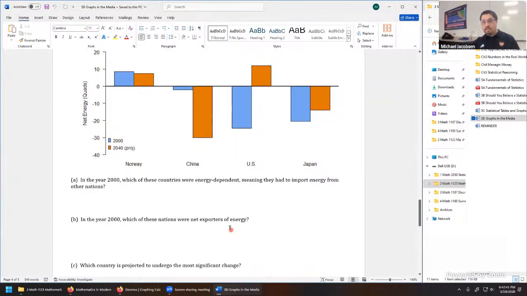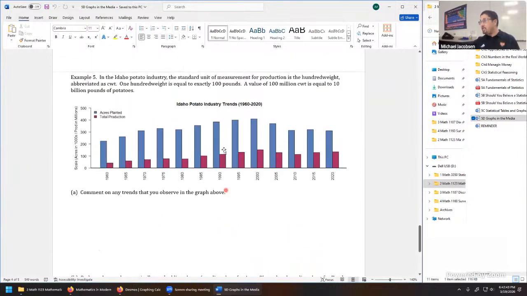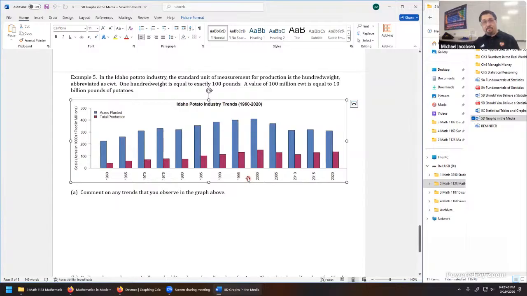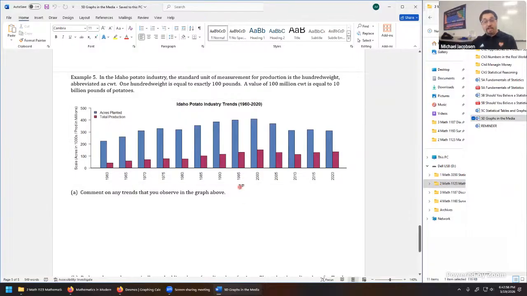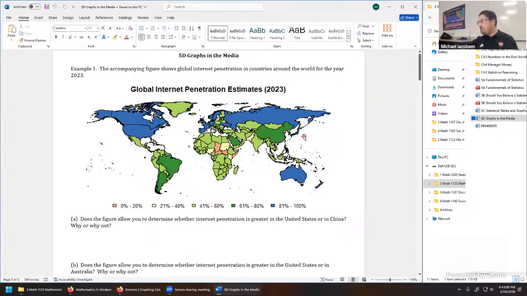And then the challenge question, kind of going back to time series, will be the Idaho potato industry trends. This is a pretty complicated looking graph. We'll see what we can say about it and maybe produce better graphics than this one by hand. So that'll be the challenge question of the exercise set. But to get started, let's begin here.